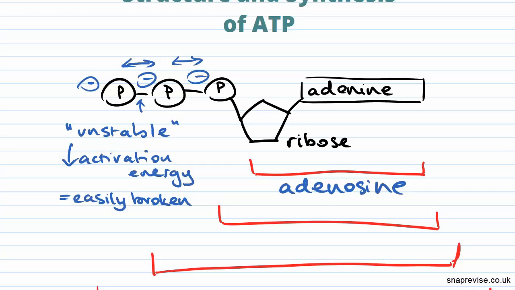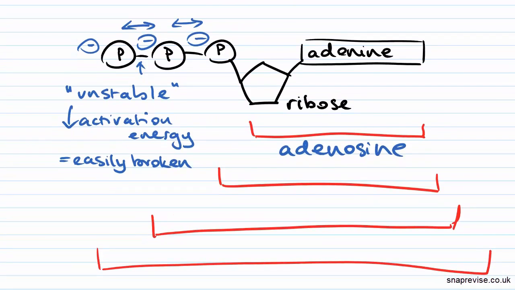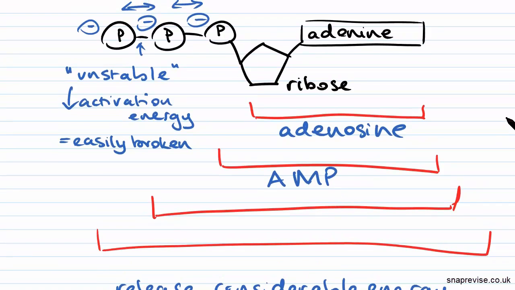Now that I've told you that, you might start to realise why the other parts are so named. So adenine and ribose, or adenosine and 1-phosphate group, is adenosine monophosphate. And as follows, adenosine with 2 phosphate groups attached is adenosine diphosphate, and adenosine with 3 phosphate groups attached is obviously what we know and love as ATP.